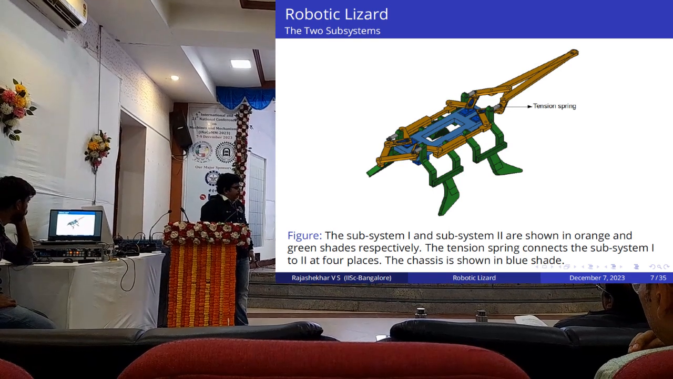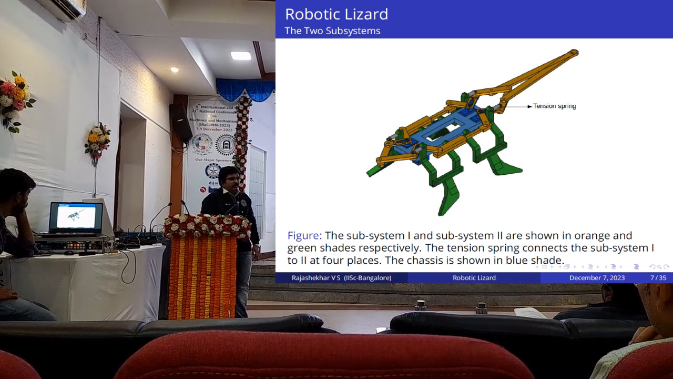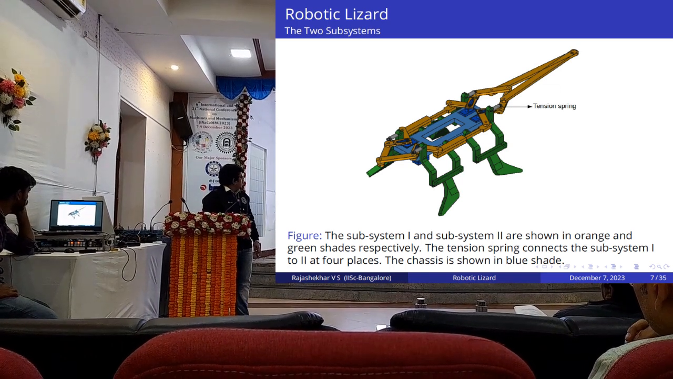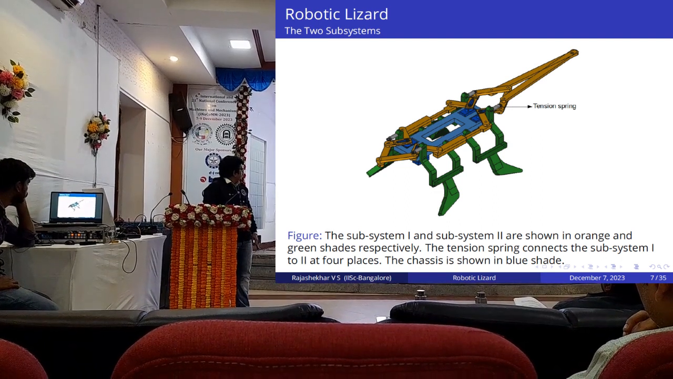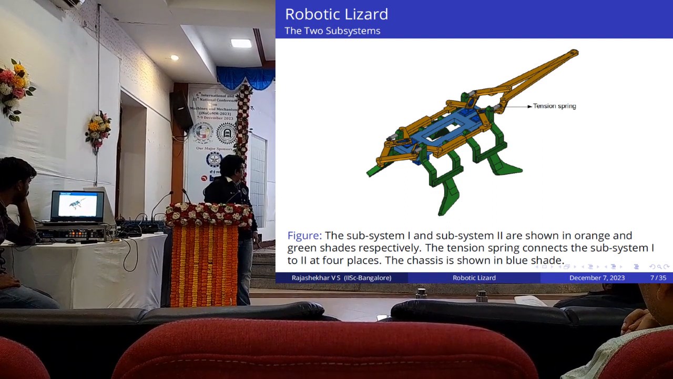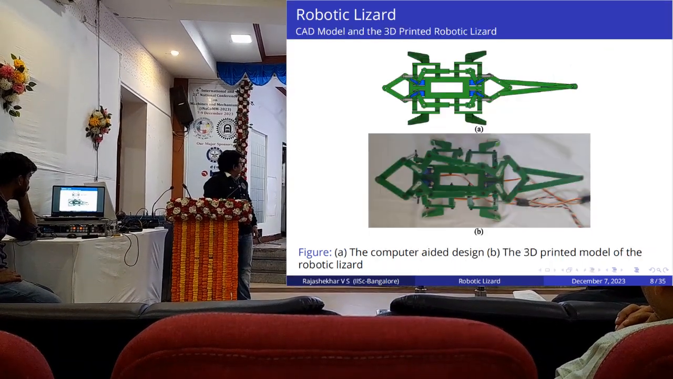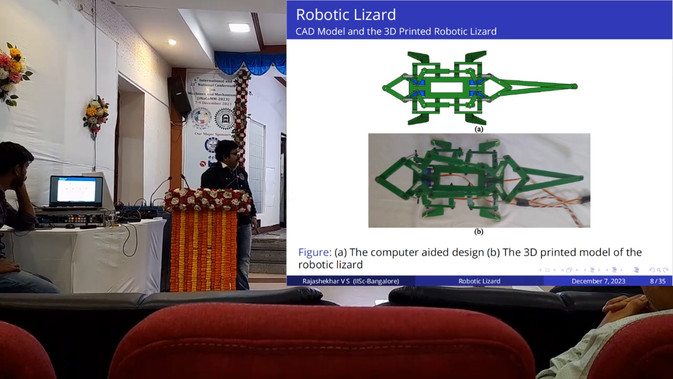There are 2 subsystems. The one shown in orange is the body. The one shown in green are the legs, and the one in blue is the chassis. You can see a tension spring which connects the body and the leg, which is present at the 4 corners of the mechanism. This is the CAD model which you can see in figure A, and this is the 3D printed model which you can see at the bottom.